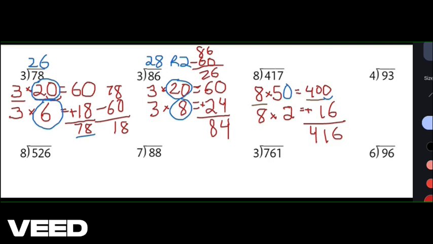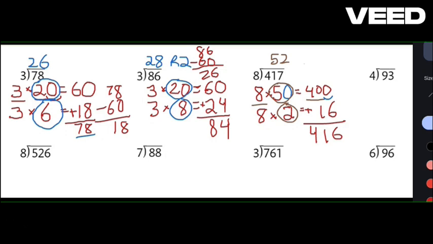So let's see what we have here. We used 50 8s, and then we used 2 more 8s. So in total, we used 52 8s. And to go from 416 to 417, they were 1 apart. So our remainder is, and this one is for the whole class, what? Great, class. They are just 1 away. Our answer is remainder 1.